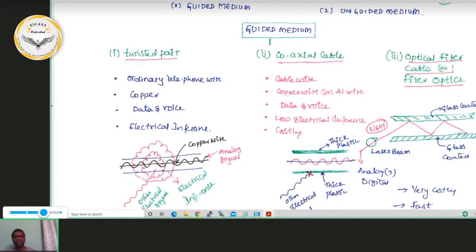Now this guided medium is further divided into three types. First one is called twisted pair. Second is called coaxial cable. Third one is called optical fiber cable. So what do you mean by twisted pair? Basically, twisted pair is nothing but an ordinary telephone wire.